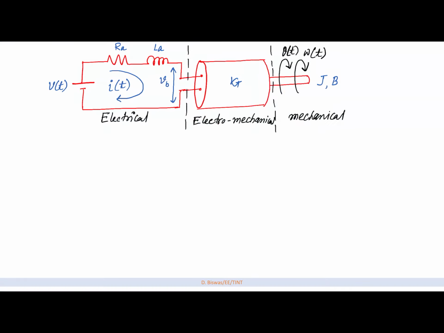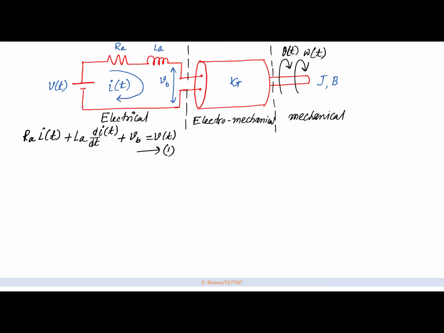So, the equation of dynamics is RA times IT plus LA times ddt of IT plus the back EMF Vb is equal to the applied voltage.